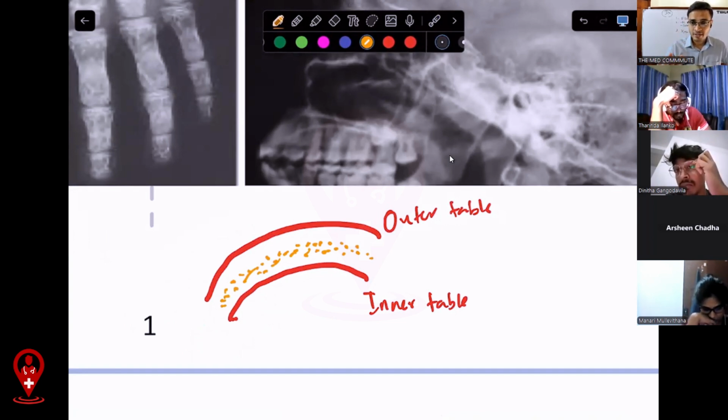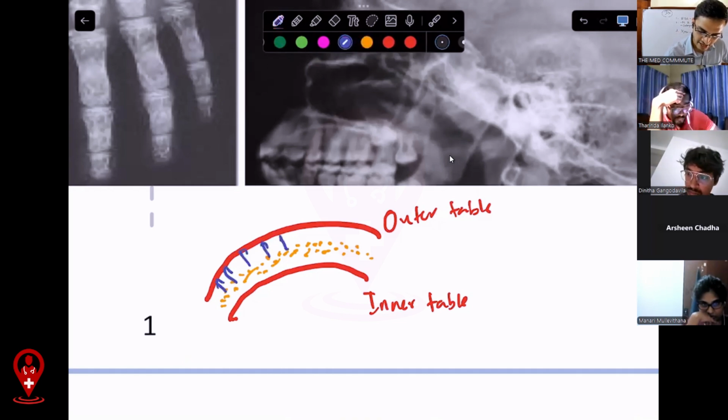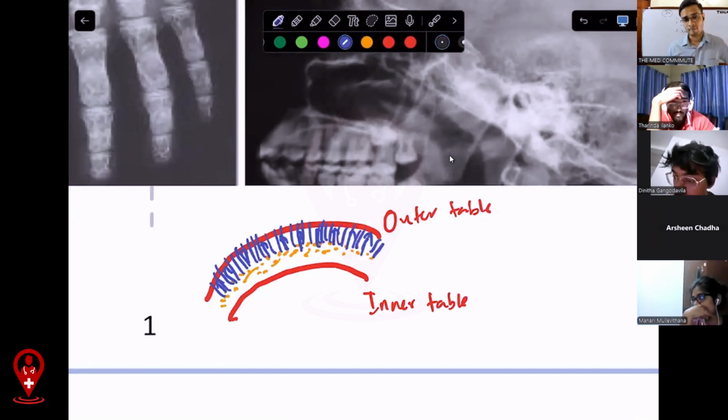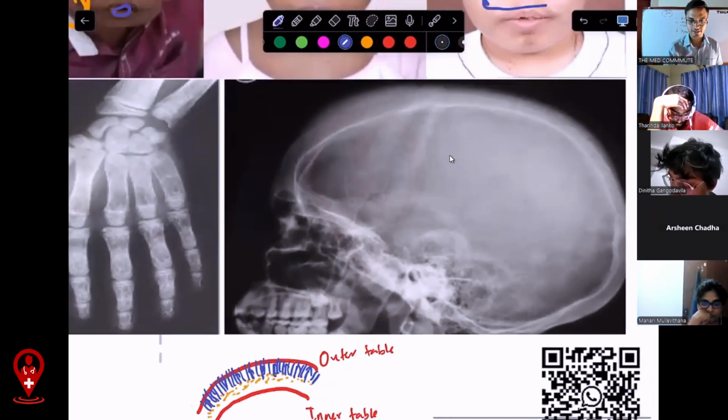When there is hyperstimulation for this medullary hematopoiesis, what is going to happen? This diploe or these trabeculae are going to start growing in various directions. One of the easiest directions it has is upwards. So it's going to appear like lines, guys, like lines. Extra growth of trabecular bone, growing towards the outer table. This is what we call the hair on end appearance.